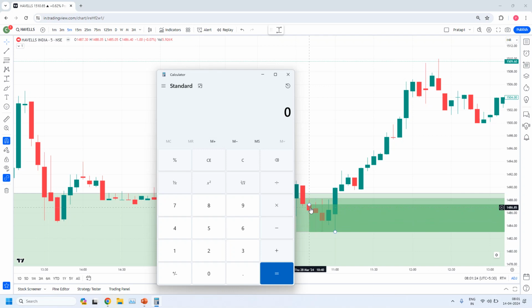The entry of this 5-minute zone is the type 2 entry. We are planning our trade as per the type 2 proximal of this zone. So the type 2 proximal entry is 1487.30 paisa, plus 1.5 we calculated. That is 0.1% of this value. So this should be your entry, 1488.8.